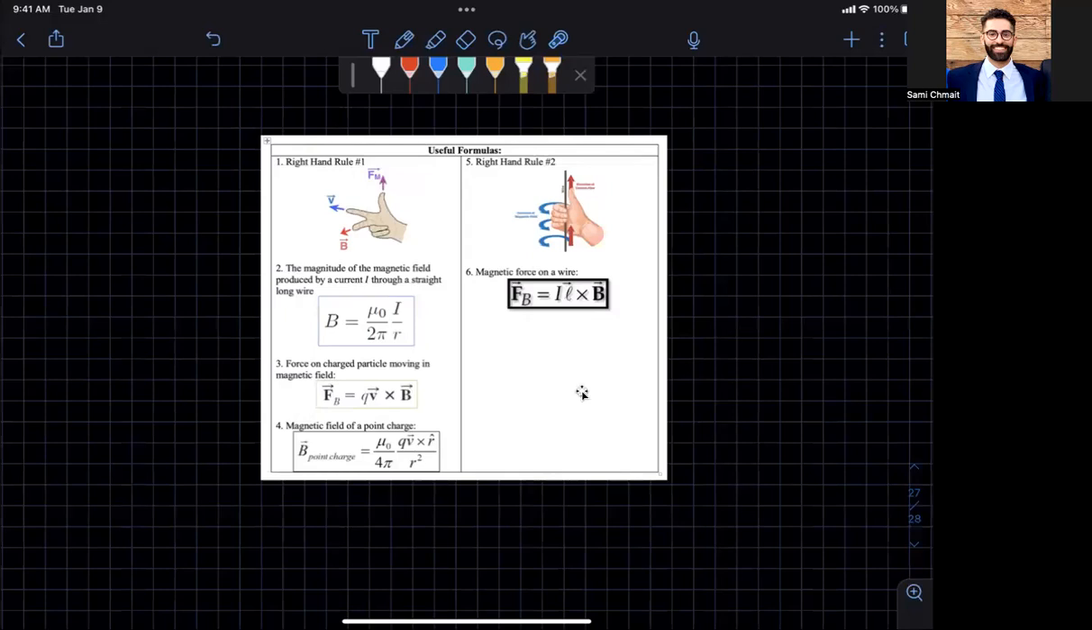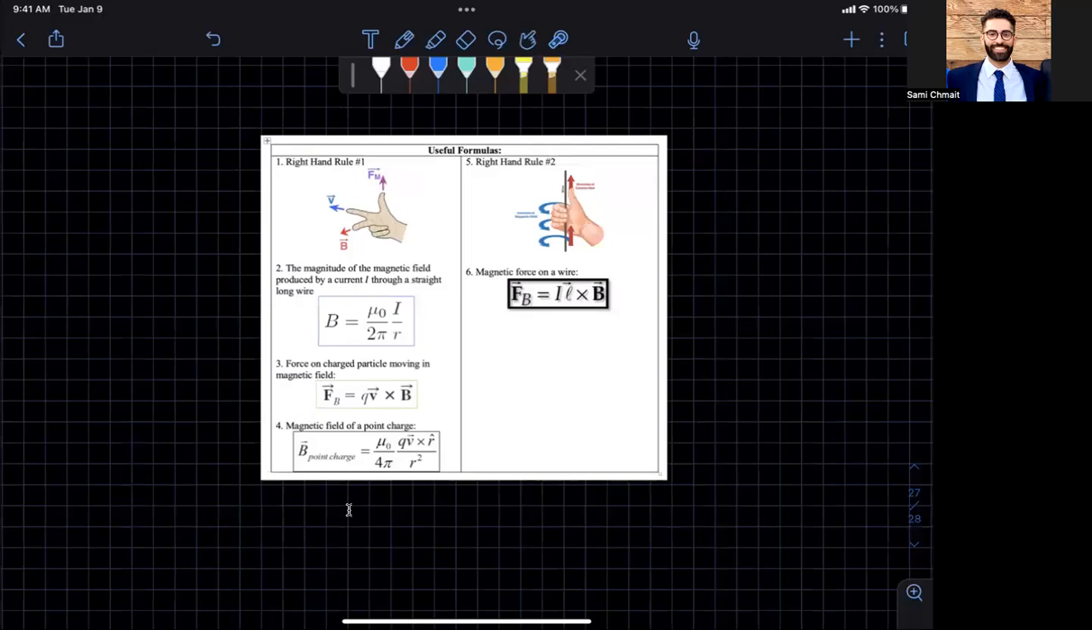We can find the magnitude of the magnetic field through a current I with that equation, mu naught I over 2 pi r. And then the force on a charged particle moving in a magnetic field, that equation is not going to come up on this worksheet, if I remember correctly, but it will come back up on the homework. It's a really good question if you want to think about centripetal acceleration. And then we have the magnetic field of a point charge, right-hand rule number 2, which we talked about and will review more. And then we have magnetic force on a wire. The key thing to realize with these magnetic force equations, number 3 or number 6 here, is that they're cross products.